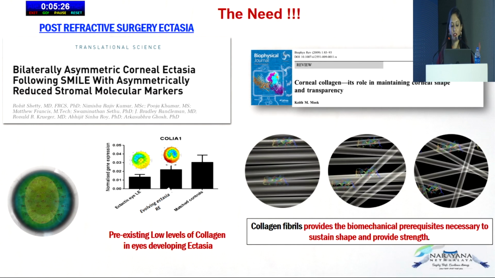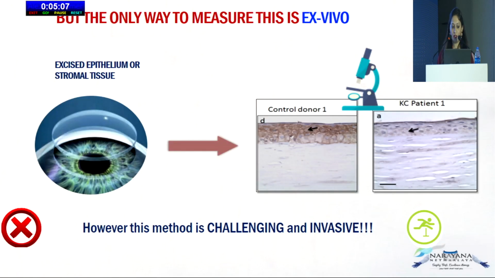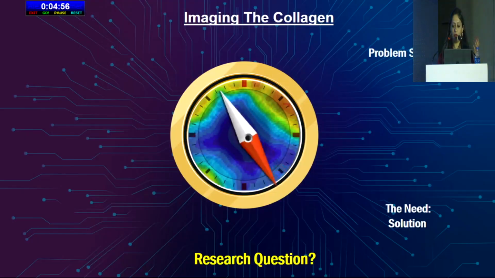Our group has published in the past that patients with normal topography and biomechanics who landed up developing ectasia had pre-existing lower levels of collagen in eyes developing ectasia. Collagen fibrils provide the biomechanical prerequisite which is necessary to sustain the shape and provide strength to the cornea. So the answer was collagen. But at this point of time, the only way we can measure or know the collagen level is to excise the corneal tissue, but it is not a practical option. It is challenging, and of course, it is invasive for normal patients.